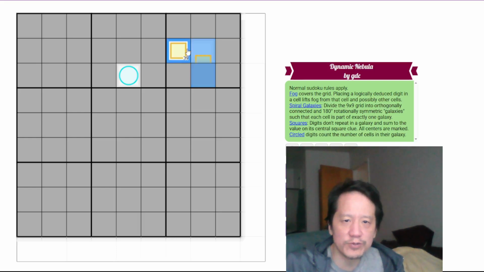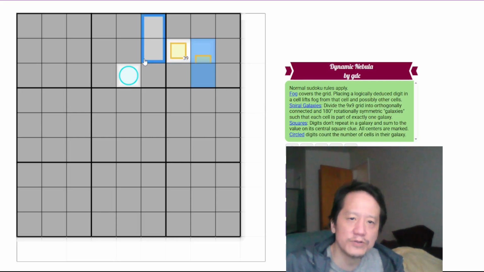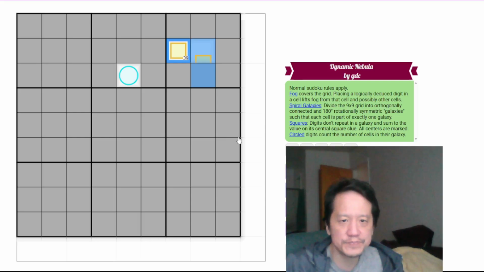This is a separate region. So this cannot go this way. It can only go up here. And this is a center of a region. Well, how many digits have to be in this region?